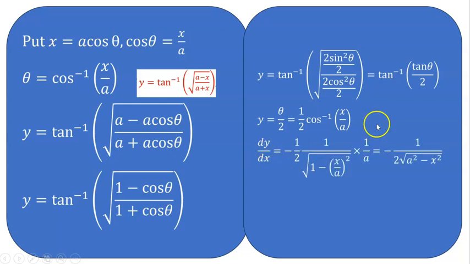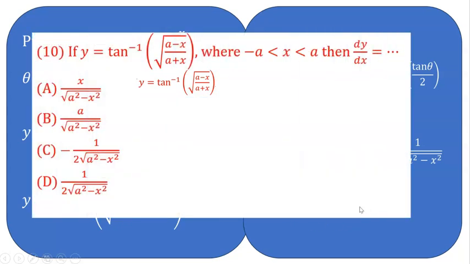Now differentiate this with respect to x, and hence dy by dx equals the derivative of cos inverse of x upon a, which is minus 1 upon root of 1 minus (x upon a) whole square, into the derivative of x upon a. Derivative of x is 1, that is 1 upon a. The next simplification is (a square minus x square) upon a square. If you take its square root, you will get a, and this a and a will get cancelled. Overall you will get minus 1 upon 2 times root of a square minus x square, and hence dy by dx equals minus 1 upon 2 root of a square minus x square. Hence option C is correct here.